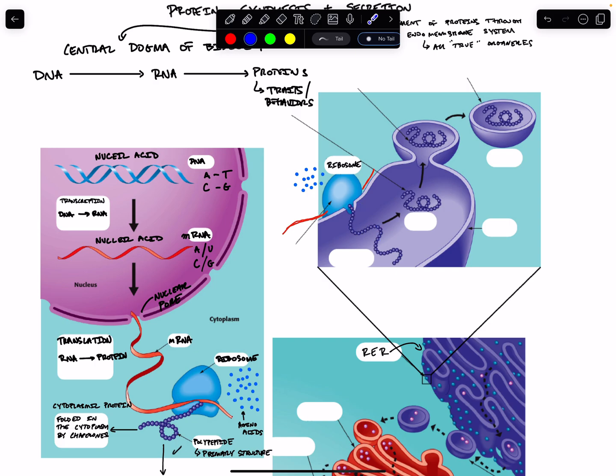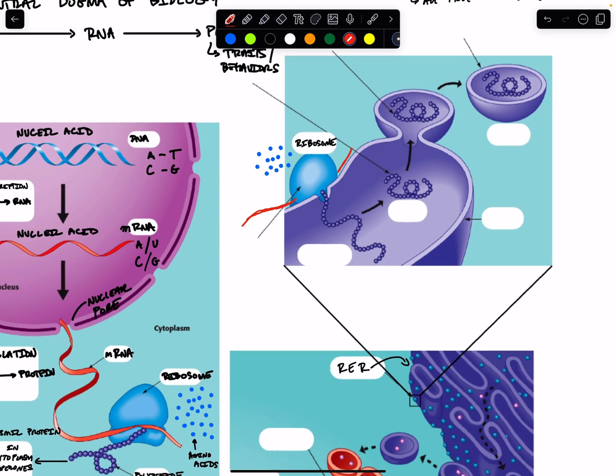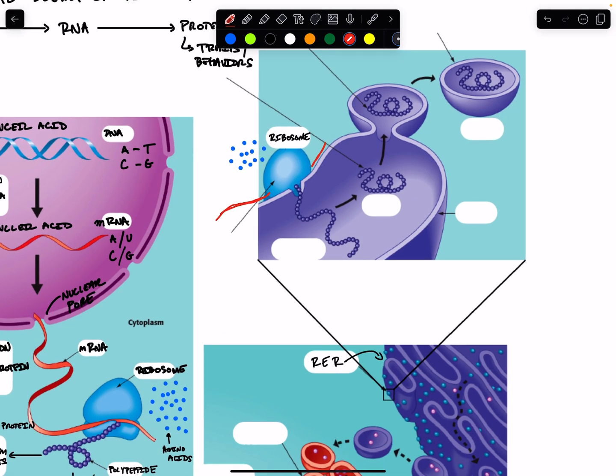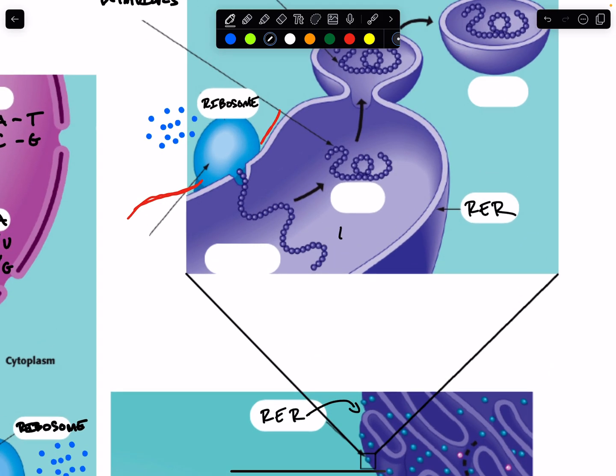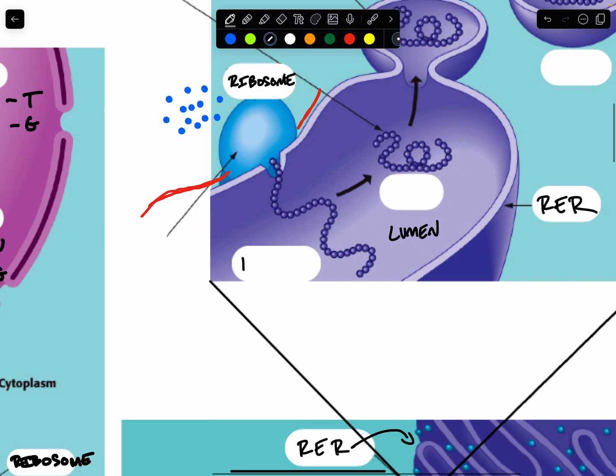But what's different now is that it's attached to a little pore in the rough endoplasmic reticulum, which is this view right here. Here's the RER. So it's reading the message, grabbing amino acids, but it is pushing the growing polypeptide into the space, which is called the lumen of the RER. So this is still a polypeptide.